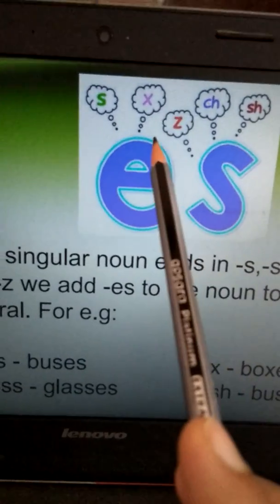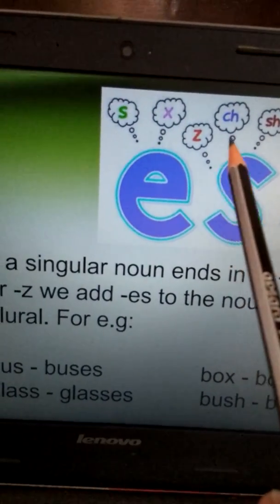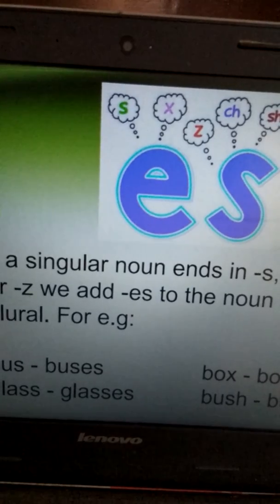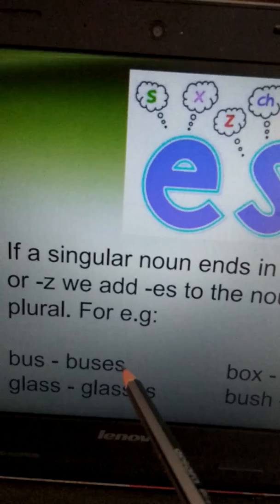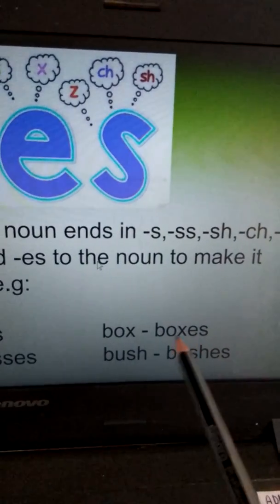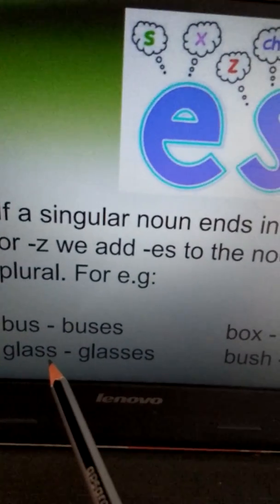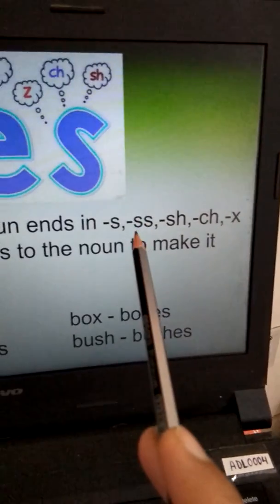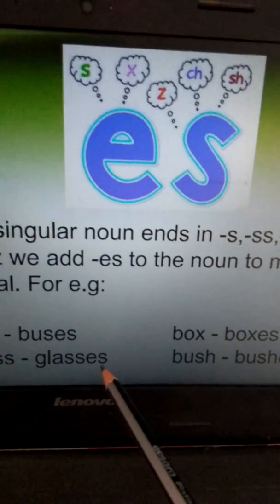For example, we can say bus, B-U-S. It ends with S. So, to change it into plural, what do we say? Buses, B-U-S-E-S. Box, it ends with X. So we add ES at the end to change into plural. Box, boxes. Clear? Glass, it ends with double S. So, we add ES at the end to change it into plural.